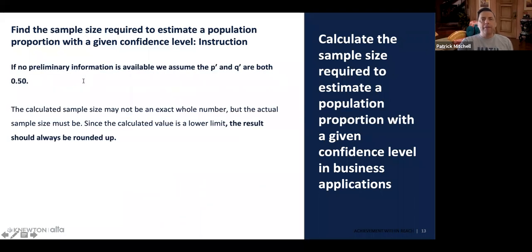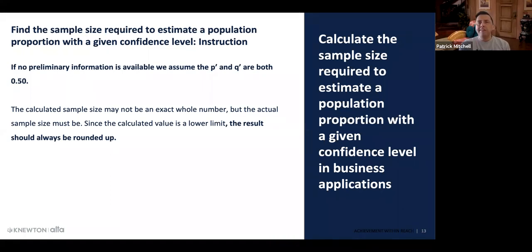Now frequently it does happen that there is no preliminary information on what the sample proportion is, because I'm trying to decide how large the sample should be. So that suggests that I don't have a sample proportion, okay? So if there's no preliminary information available on the sample proportion, just assume that p prime and q prime are both 0.5. That is a worst case scenario, and that will make this required sample size as large as it can possibly be.